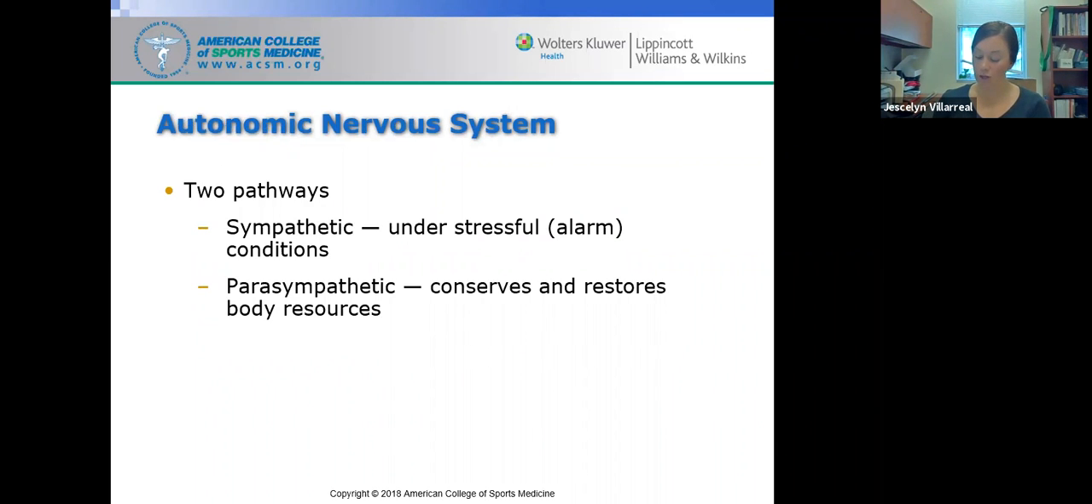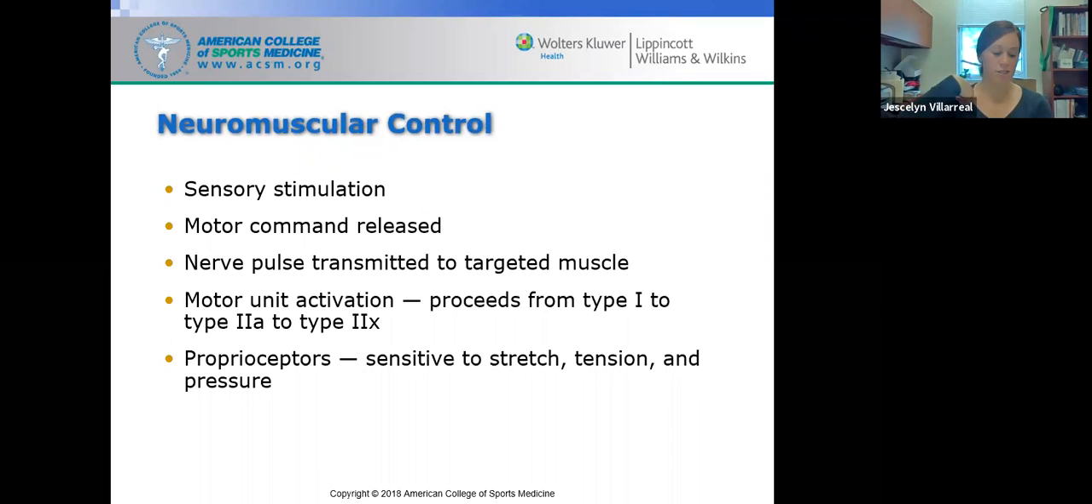With the autonomic nervous system, now we're regulating visceral activities such as heart rate, digestion, breathing, and secretion of hormones. You have two pathways there, sympathetic and parasympathetic. So your sympathetic is your fight or flight, okay? And parasympathetic just restores and conserves body resources. A few more slides here.